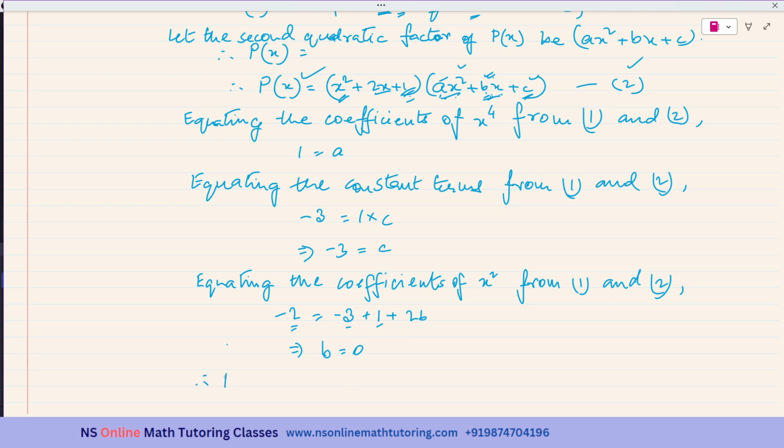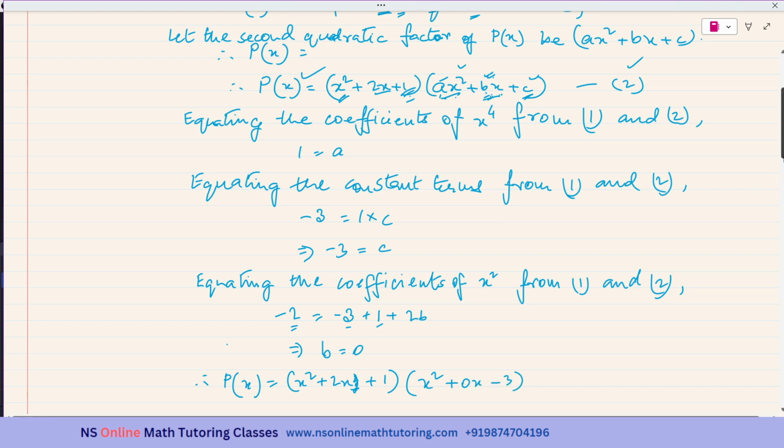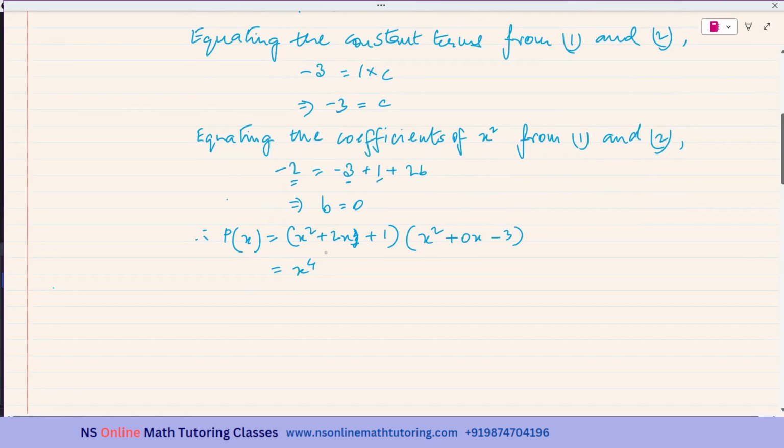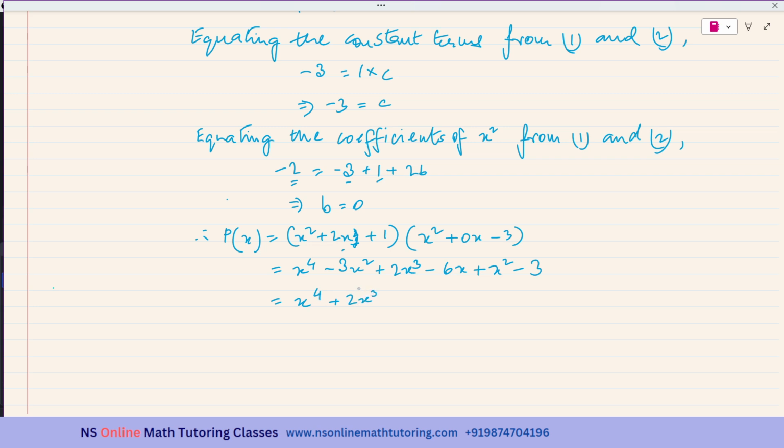Therefore p of x is equal to (x squared plus 2x plus 1) times (x squared plus 0x minus 3). So this is equal to x to the power of 4 minus 3x squared plus 2x cubed minus 6x plus x squared and minus 3. So this is x to the power of 4 plus 2x cubed minus 3x squared plus x squared is minus 2x squared, and minus 6x and minus 3. We have combined these terms. Okay, fine. So this is the expression of p of x.